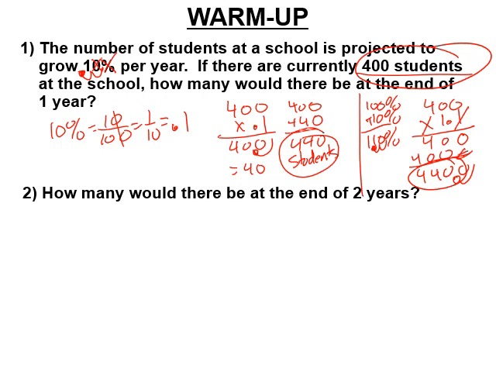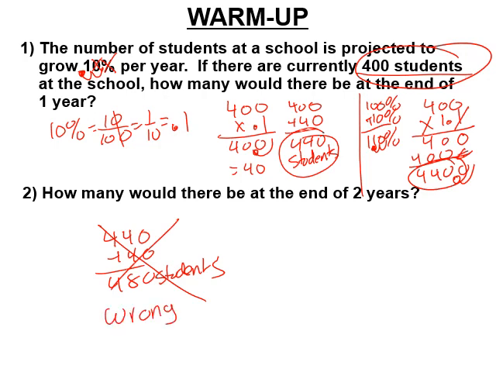Now some of you are thinking, well, it's 440, add 40 more, you get 480 students. And that is entirely wrong. And the reason it's wrong is that's linear thinking. You're adding 40 every single year, but that's not what it says. It says that we're adding 10% every year. So that was 10% of 400. But at the beginning of this second year, there are 440 students.